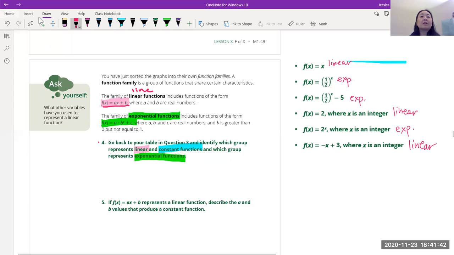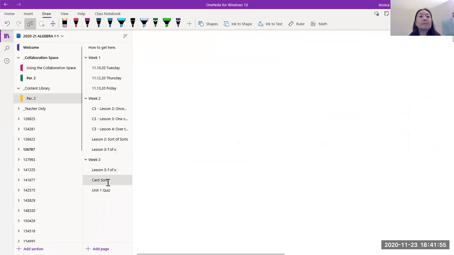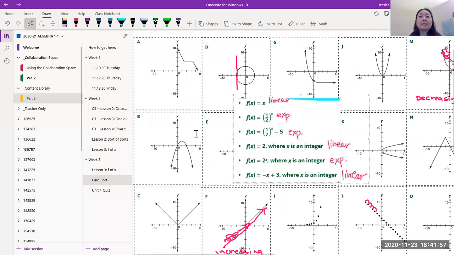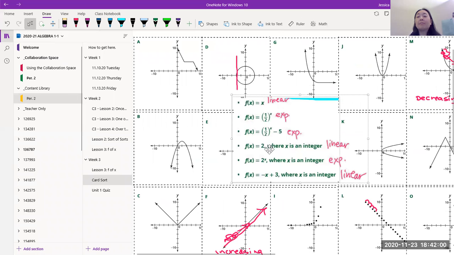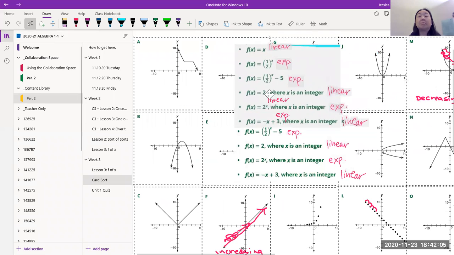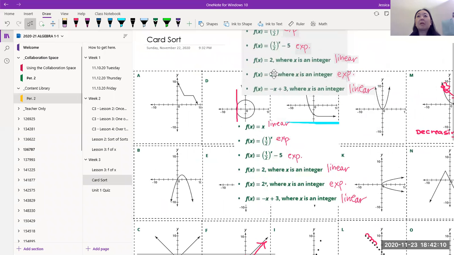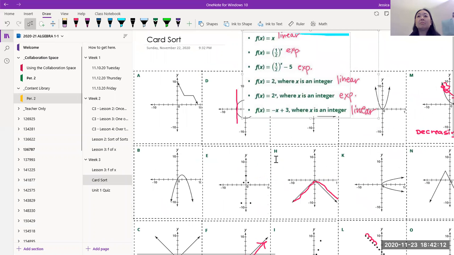Okay, and then we're going to just take a look at these guys over in the other place. So I'm going to copy, and we're going to go back to the card sort. And I'm going to paste. And we'll just kind of, where can I put that? Put that right up here. Something like that.